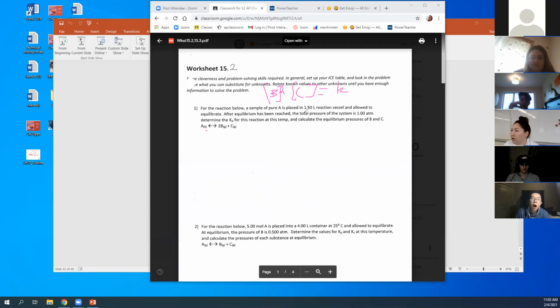All right, reaction below. A is placed. Equilibrium has not happened yet. This is giving me a hint that this is I, in a reaction vessel allowed to equilibrate. After the equilibrium has been reached, the total pressure, oh, it looks like we're going to be looking for pressure, is this. Determine the Kp for this reaction and calculate the equilibrium pressure of B and C. So we're looking for Kp, it looks like.